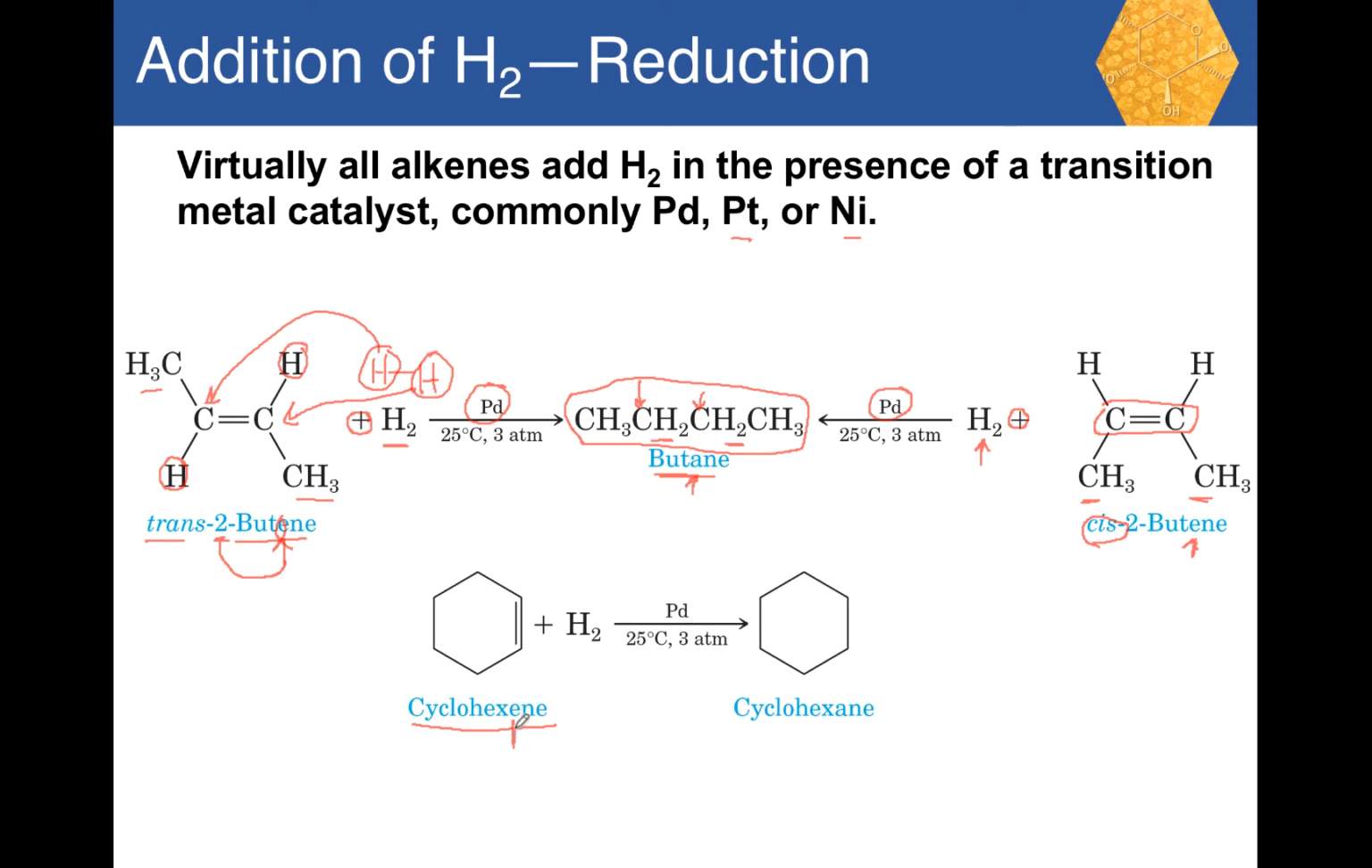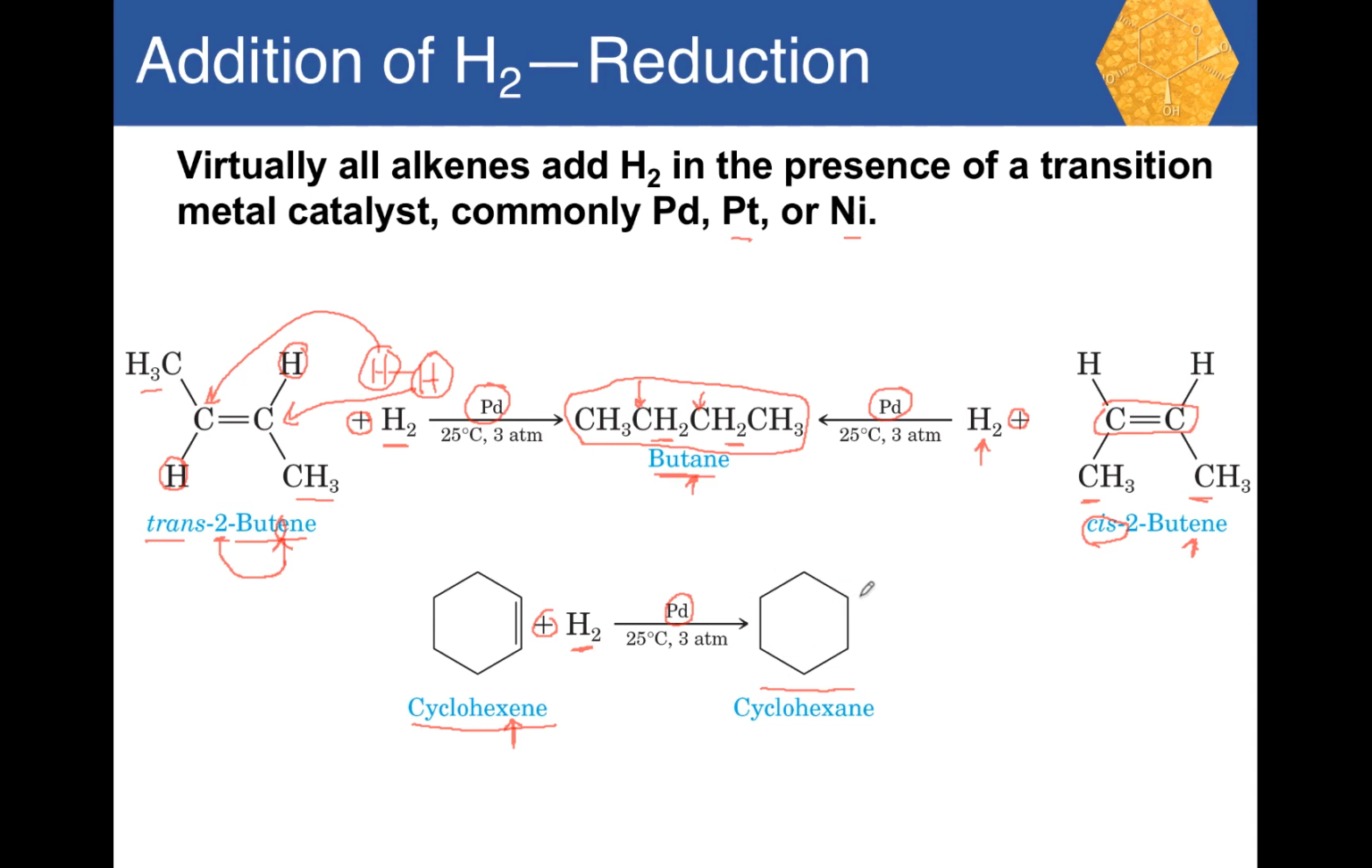Cyclohexene, here's the E to indicate that it is in fact an alkene with a double bond. Here's a double bond. Presence of hydrogen, addition reaction, catalyst will convert this double bond into a single bond. Notice this is written as your line angle structure. So there are no hydrogens written here.